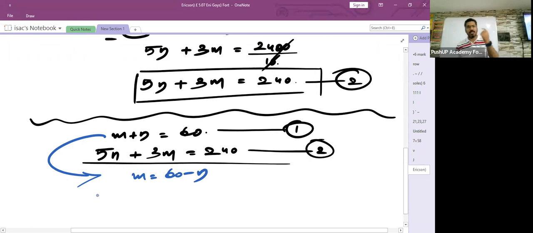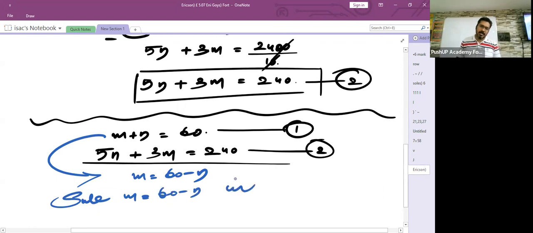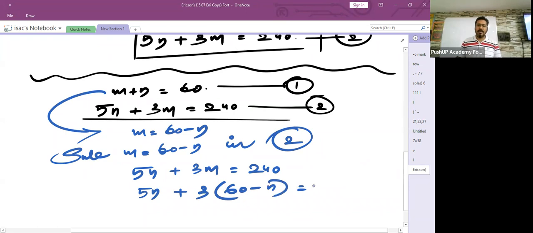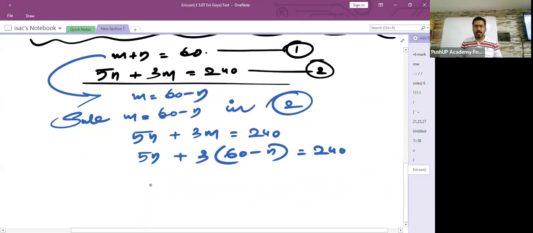Yes. From equation number one, m plus n is equal to 60, so it implies m is equal to 60 minus n. Let's substitute the value of m. Let's substitute m as 60 minus n in equation number two. So you get 5n plus 3m is equal to 240. Therefore, 5n plus 3 into 60 minus n is equal to 240. Now, 5n plus 3 into 60 is what? 180. 3 into minus n is what? Minus 3n, which is equal to 240.